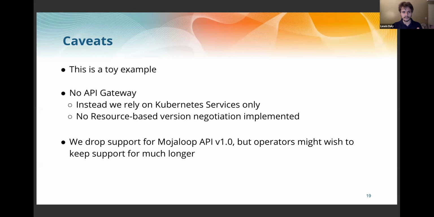This is just a toy example. There's no API gateway here, so we're just imagining there's an API gateway. We're relying purely on Kubernetes load balancers to do all this work for us. And there's no resource-based version negotiation, which we actually have as a standard inside the Mojaloop spec. We're also dropping support for version 1.0 of the API very quickly, just to prove the point, but this might not actually be what operators want to do, if they want to be backwards compatible to older versions or older DFSPs using the older version of the API.